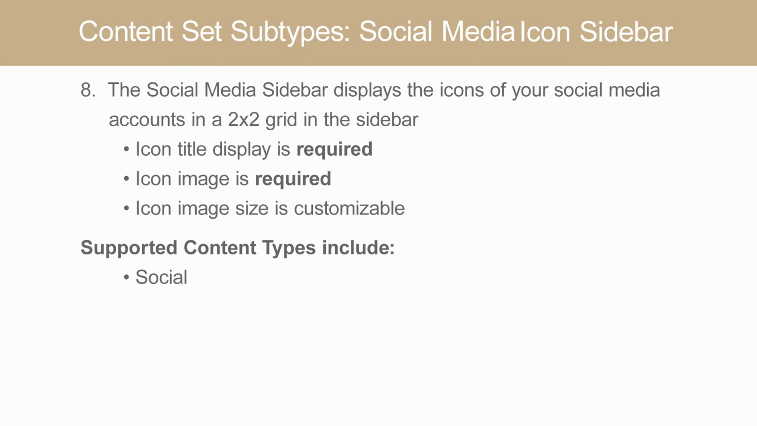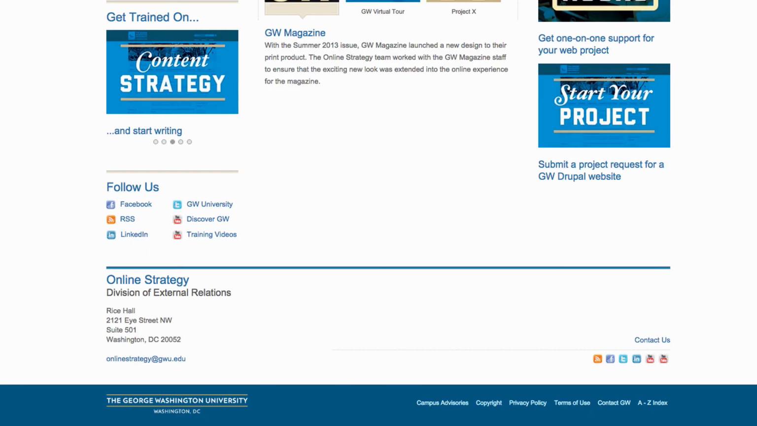You can see the social media sidebar displayed on the homepage of the Online Strategy website. For frame of reference, we are using the default 16x16 sized icons. Each icon links over to our social media account for the respective network.